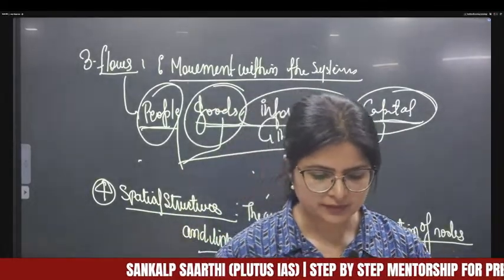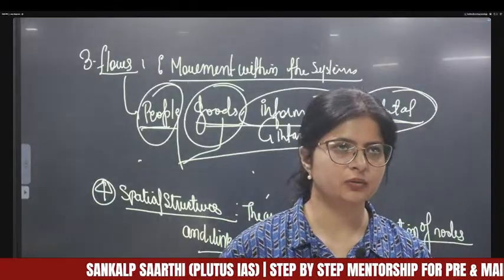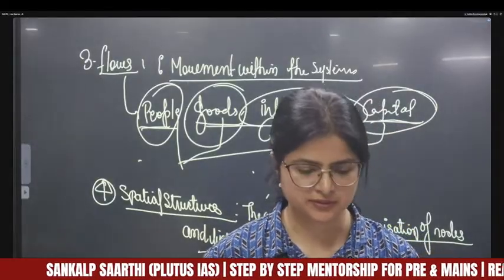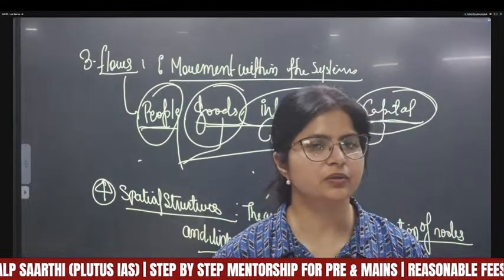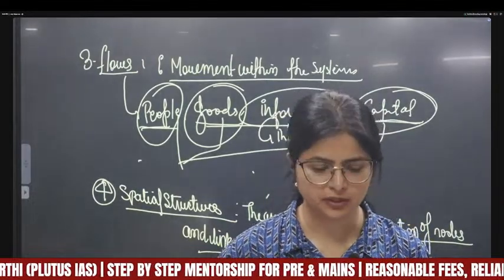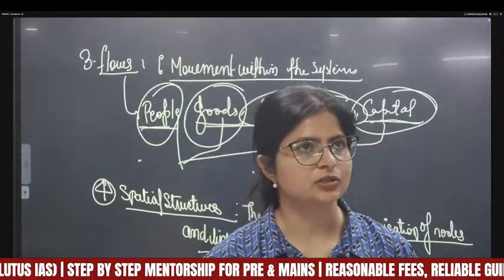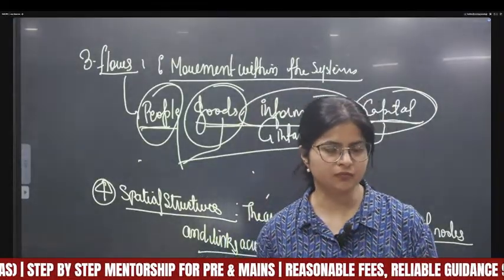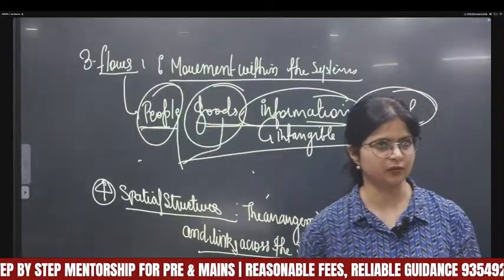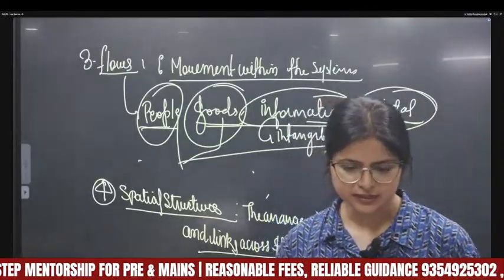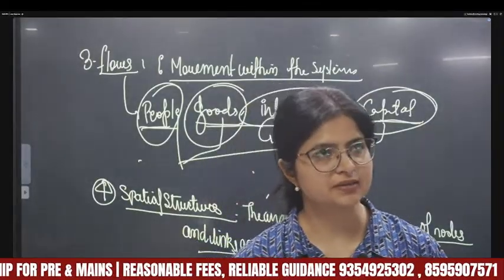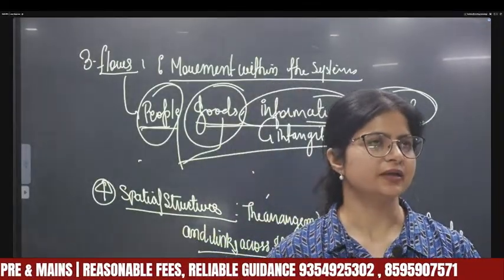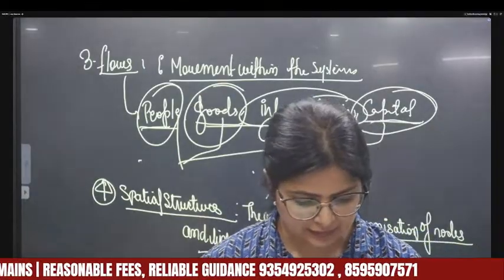Then interaction, through the roads, railways, airports, etc. Then the flows. What is flowing? People are going, or the goods are going, or the information is going, or the capital is going. All of these. Then spatial structures. What kind of structures have been formed? Obviously the arrangement or organization of nodes. Nodes means elements. किस तरह से elements arranged हैं, ठीक है? And links across the space.